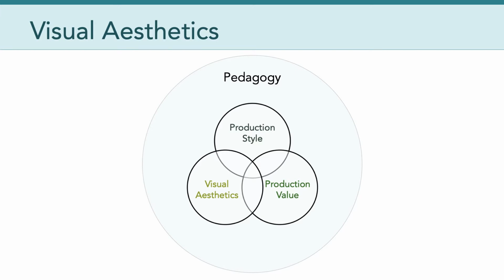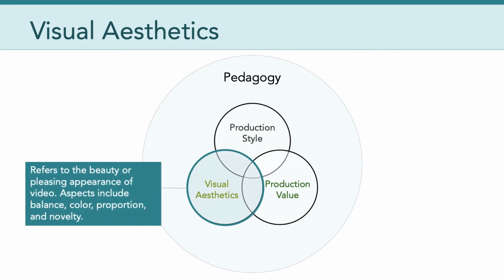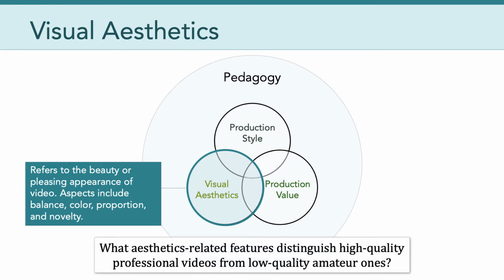We've talked about production style and production value. And today I want to talk about visual aesthetics, which refers to the beauty or pleasing appearance of video. Traditionally or philosophically, aesthetics has to do with aspects of balance and color, proportion, and novelty. Today we're going to talk about the aesthetics-related features that distinguish high-quality professional videos from low-quality amateur ones. In order to do that, we'll take a look at some related areas of study, such as visual design, photography, and videography. So let's get started.